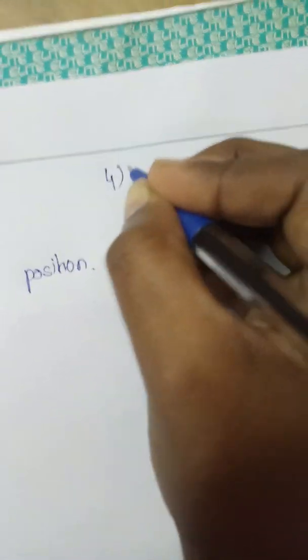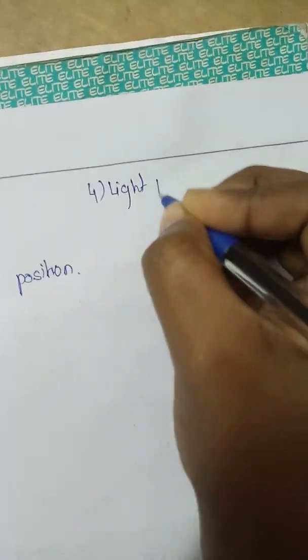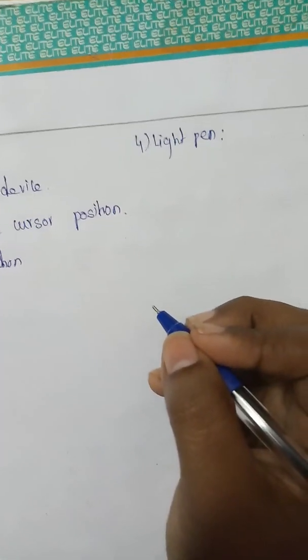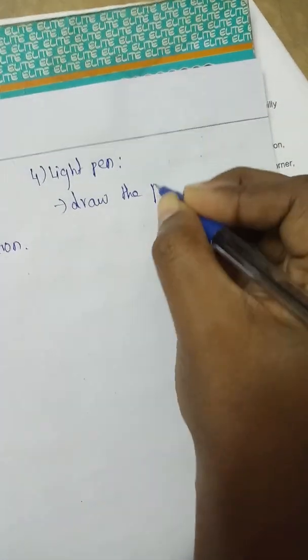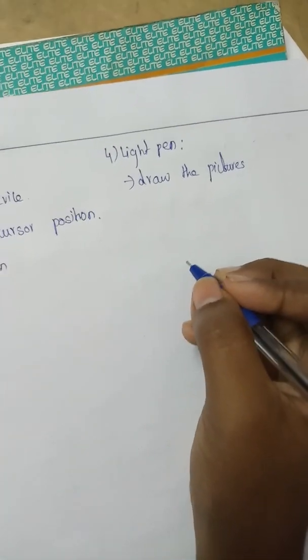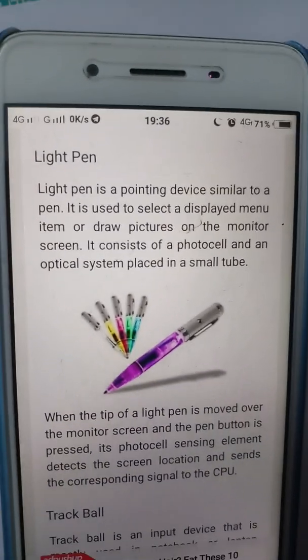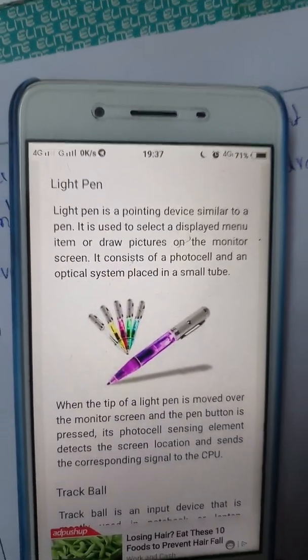The next one, the fourth, is the light pen. It is used to draw pictures on the monitor screen. And this is the image for the light pen.